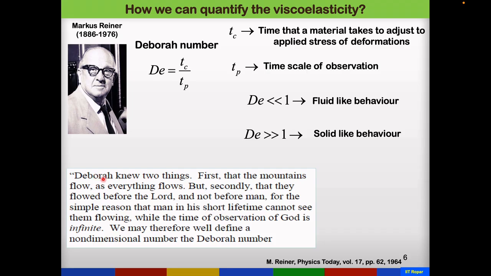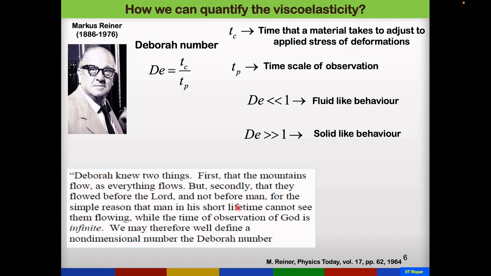According to him, Deborah knew two things. First, that the mountains flow as everything flows, but secondly, that they flowed before the Lord and not before man, for the simple reason that man in his short lifetime cannot see them flowing, while the time of observation of God is infinite. We may therefore well define a non-dimensional number, the Deborah number.